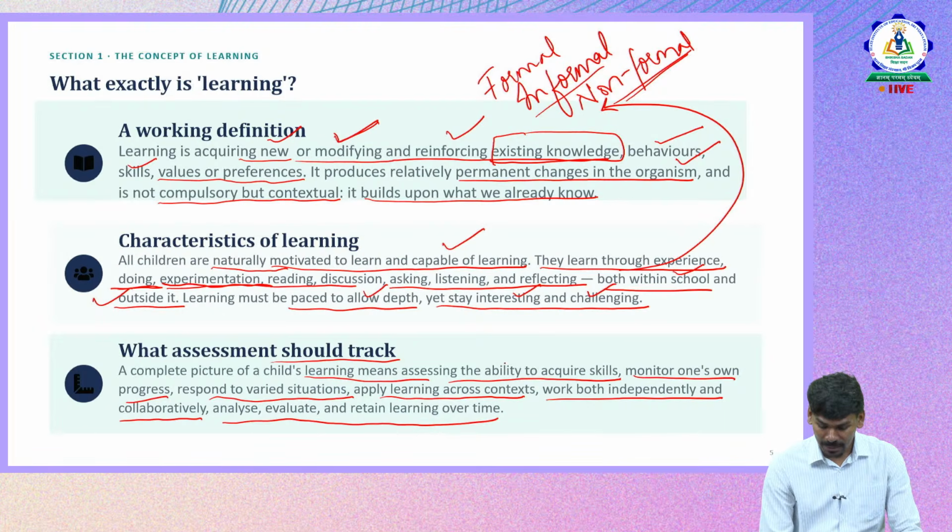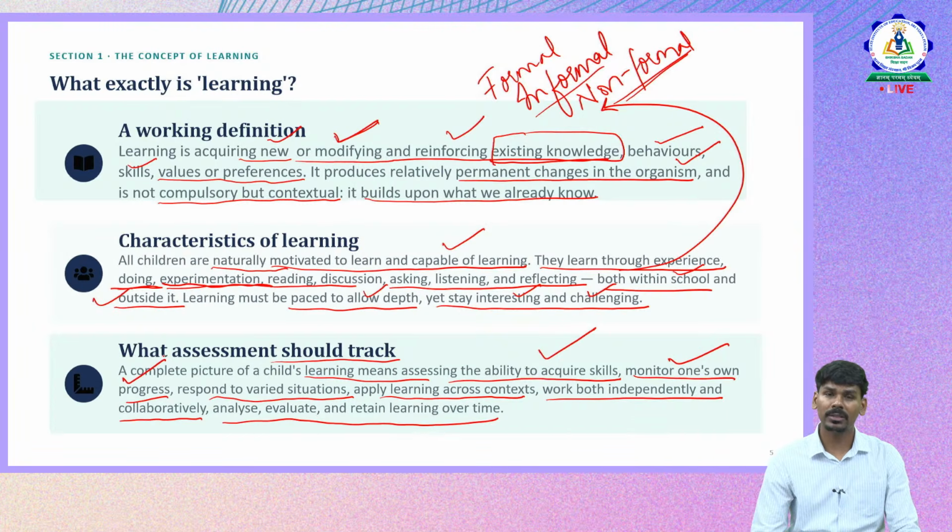So, learning means assessing the ability to acquire skills: how quickly a child acquires skills, or what is the pace of a learner to acquire new skills. Monitor one's own progress. Is a child able to monitor one's own progress? Is a child able to reflect? Are we making the children reflective practitioners?